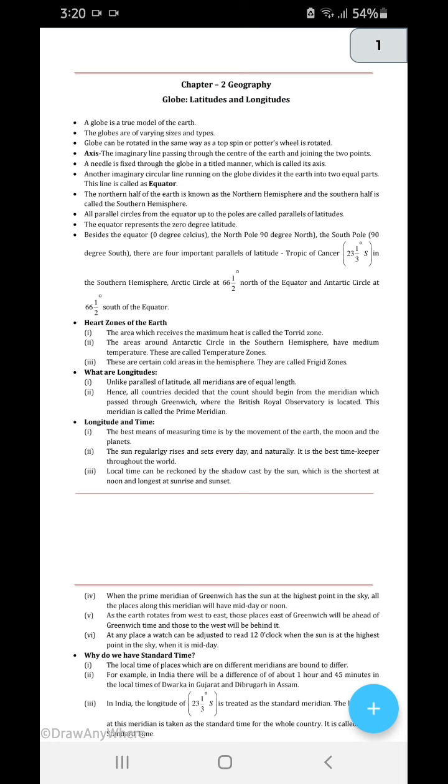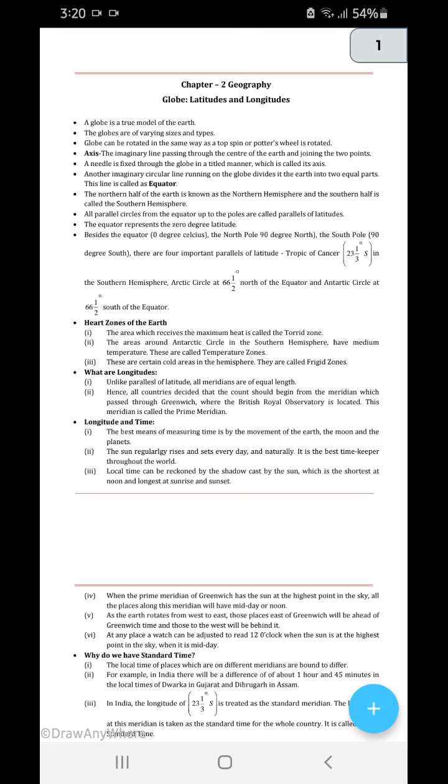Heat zones of the Earth. The areas which receive maximum heat are called the torrid zone. The areas around the Arctic Circle and the Antarctic Circle have medium temperature. These are called the temperate zone. There are certain cold areas in each hemisphere. These are called the frigid zone.